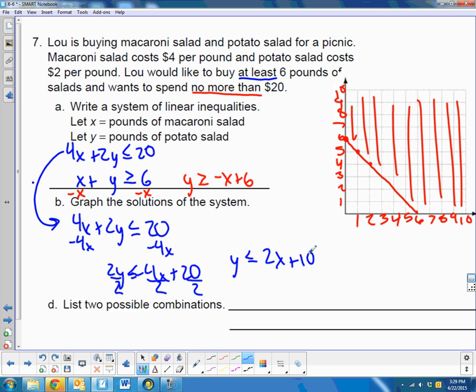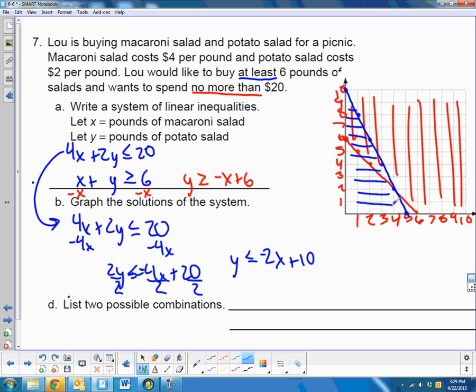So y-intercept, 10. Slope, negative 2x. That's why. There we go. I had the negative 4 over here, so it would be negative 2x plus 10. So I go down 2 over 1, down 2 over 1, down 2 over 1. So I found the intersection point, but that's not really important for an inequality. There we go. And it says that y is less than or equal to negative 2x plus 10. So everything down here.